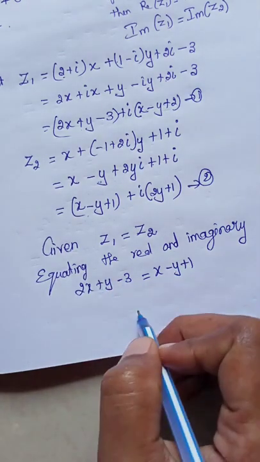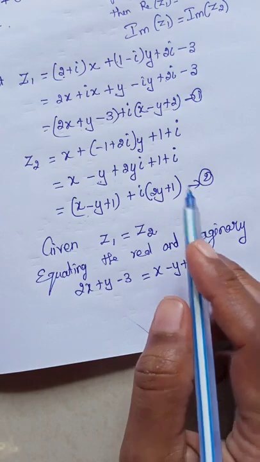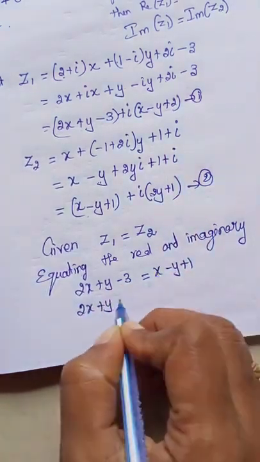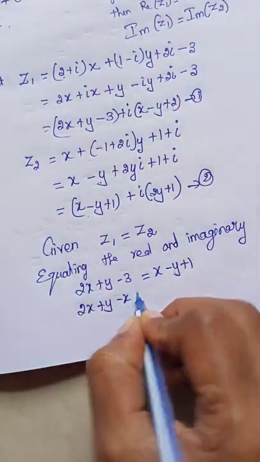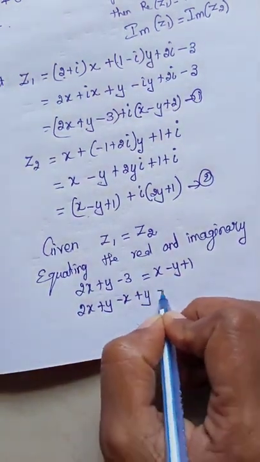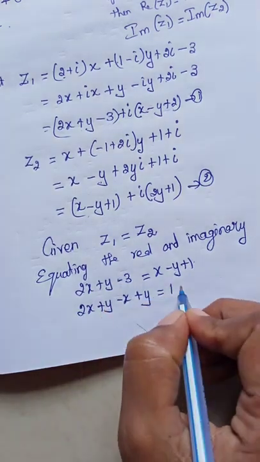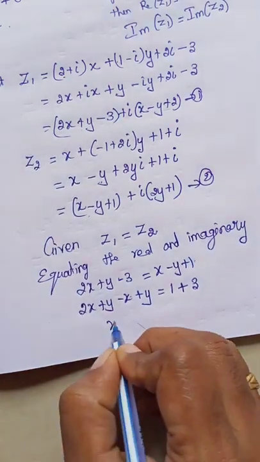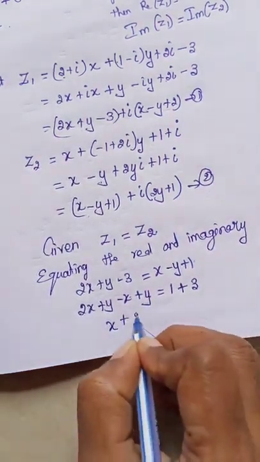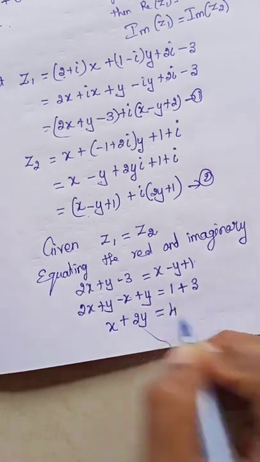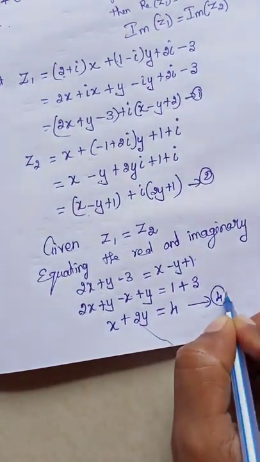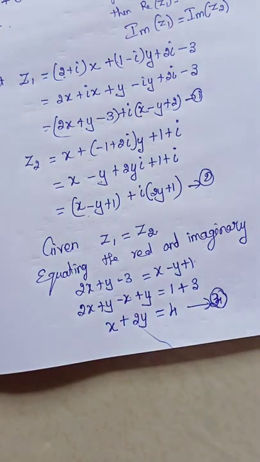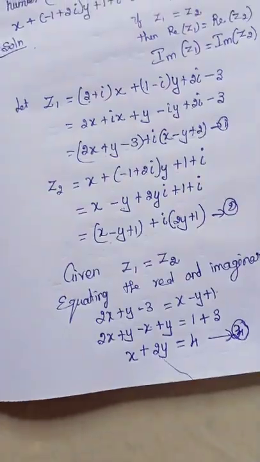Okay, now we can simplify and bring it into an equation. See, 2x + y - x - y, when it comes to this side, plus y, is equal to, here we have 1, and this minus 3, when it comes to the next side, will become plus 3. 2x minus x is x, plus y plus y is 2y, is equal to 4. This is our new equation, equation number 3.